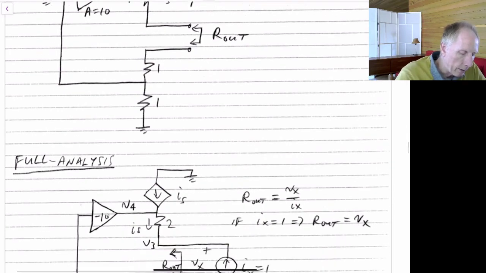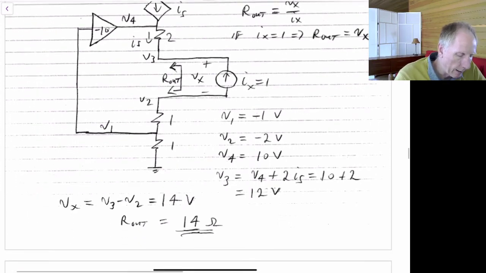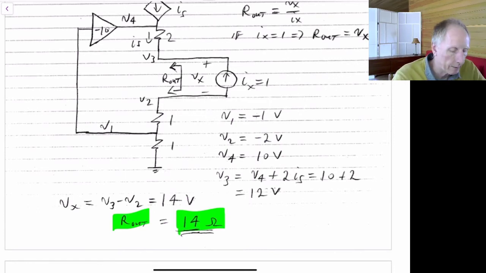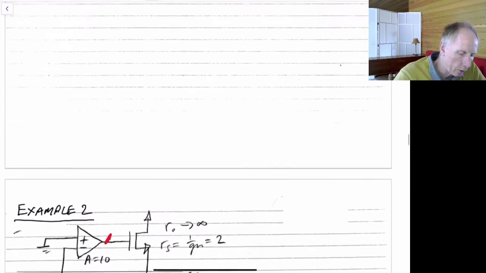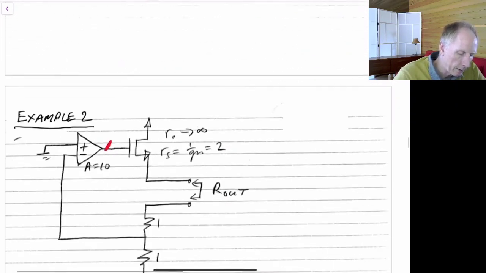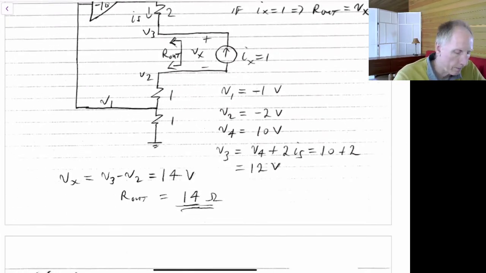Again, you can do full analysis, and I'm not going to go through it all here, but I've got some of the equations down. And if you do full analysis, you'll find that the output impedance is 14 ohms in this case. So it's quite a bit higher than what we saw in the previous case. Remember, the previous case was 2/7, so it's much less than 1 ohm, and now it's closer to 14 ohms.